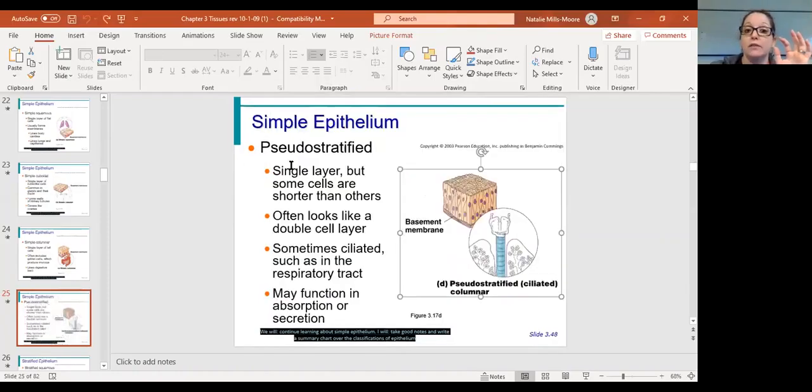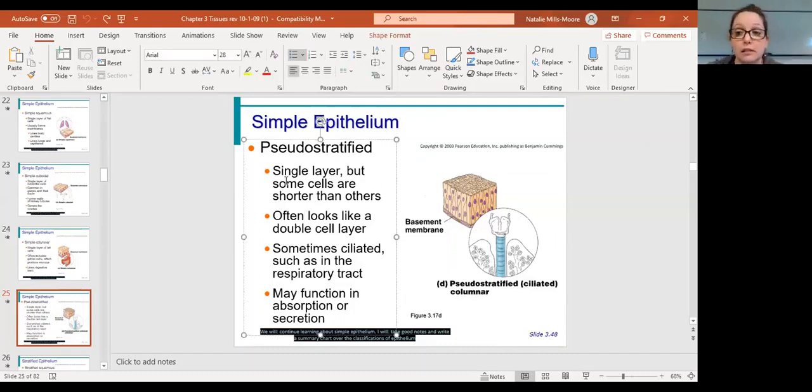It does get confusing. It will trick you on your lab practical, which is why I have also included resources of these slides so you can see what they would look like under the microscope. Okay, so this is a single layer, but some cells are shorter than the others, and so it looks like a double layer of cells. Sometimes this is ciliated, and these are found in the respiratory tract. Their major function is absorption and secretion.